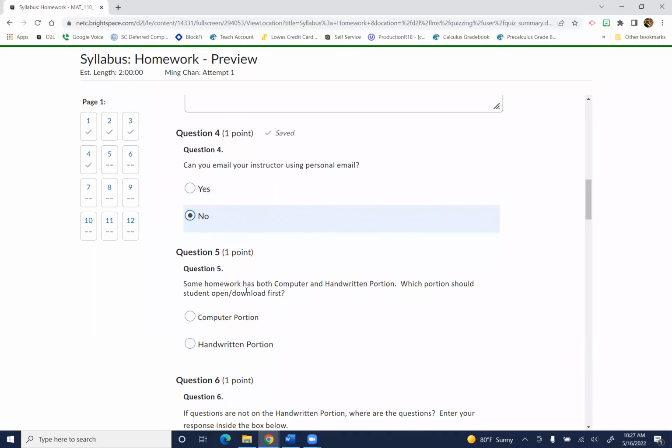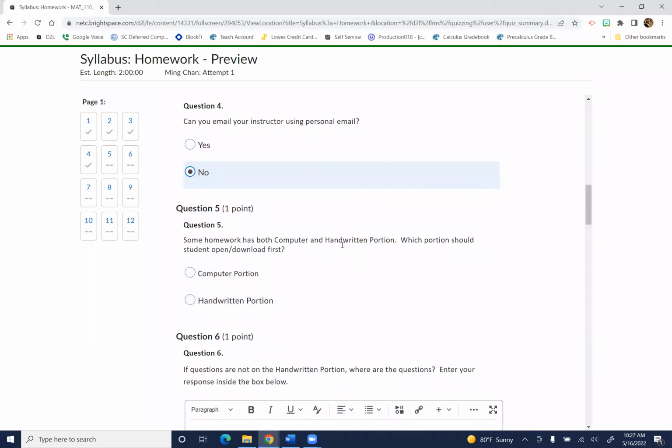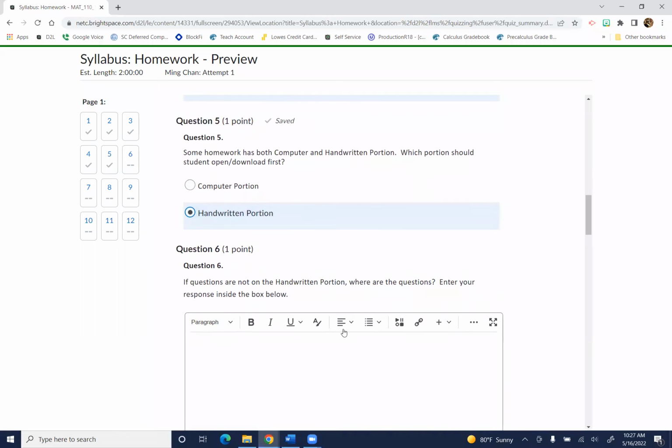All right, some homework, like I mentioned earlier, has both a computer and a handwritten portion. Which portion should you open and download first? That would be the handwritten portion. So print or copy down the handwritten portion first, then open the computer portion, so you can do both portions back and forth at the same time. The handwritten portion I showed you earlier was question number 2. So where are the other questions? If the questions are not on the handwritten portion, where are they?